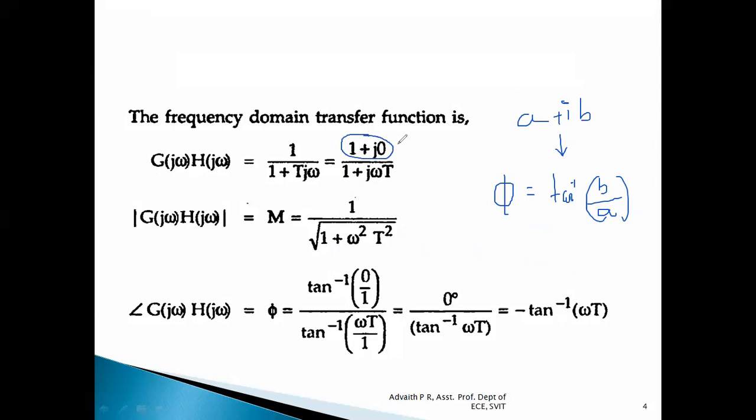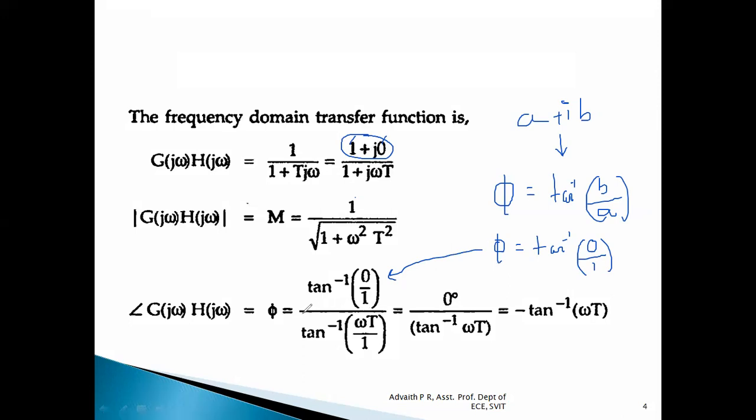0j. That means b value is 0, a value is 1. So phi value will be equal to tan inverse of b value, which is 0, divided by a value, which is 1. So tan inverse of 0 divided by 1. The same thing has been written over here in the numerator part. Anyhow, 0 by 1 is 0. So tan inverse of 0 is 0 degrees.